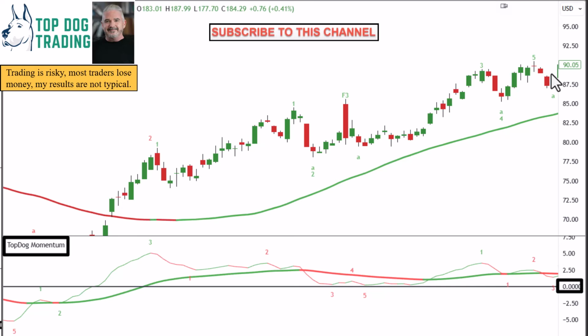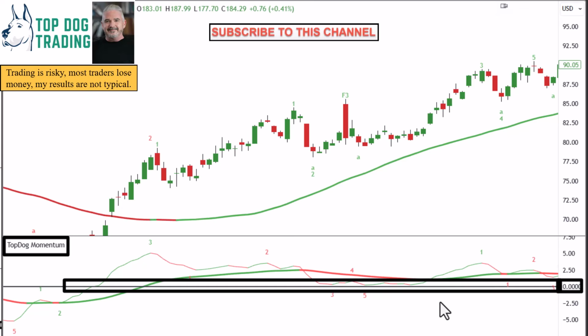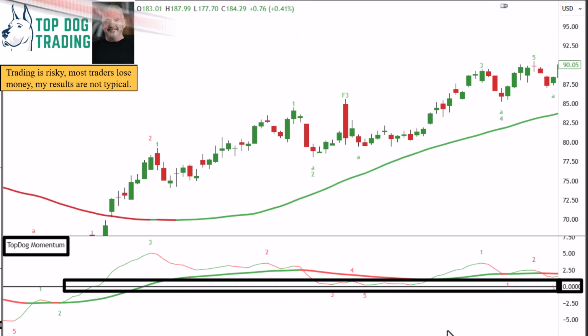So for bullish markets, for that trend to continue, we want to see momentum holding above 0. Now it can come back down to 0, that's okay, but we don't want it to go below 0, because then we have negative momentum. And negative momentum signals a change in direction or a reversal instead of a retracement.